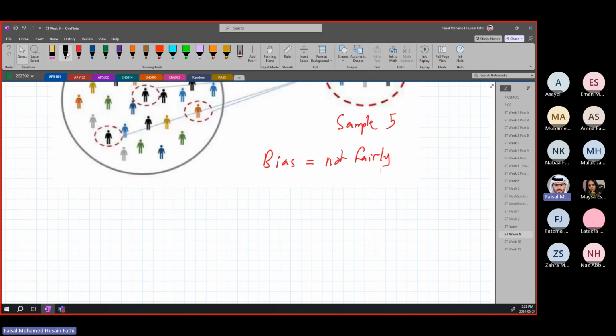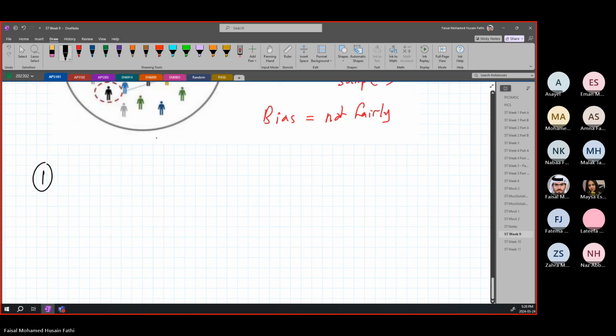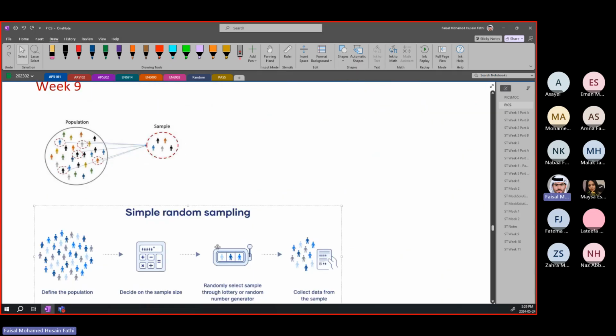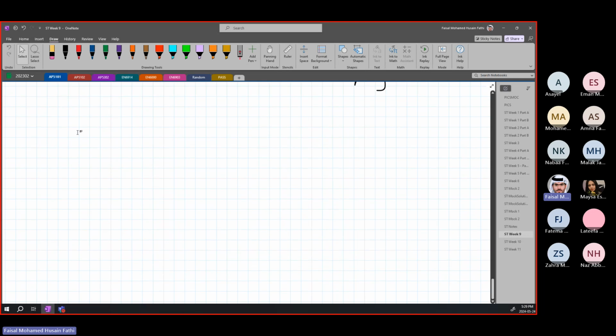All right. The first method of sampling is something called SRS. The SRS sampling method is simply known as simple random sampling. The easiest way to explain it is using this picture. Okay. So simple random sampling.